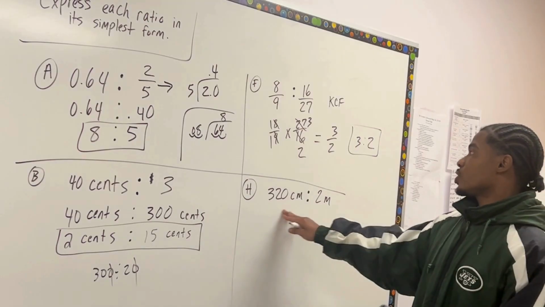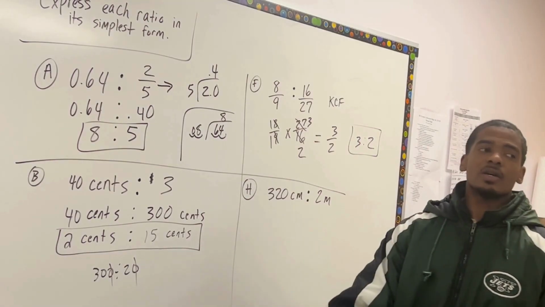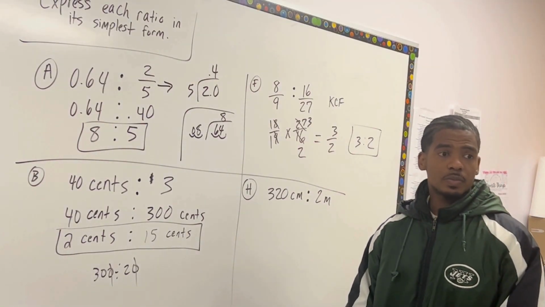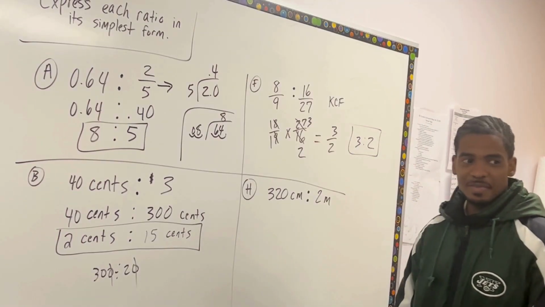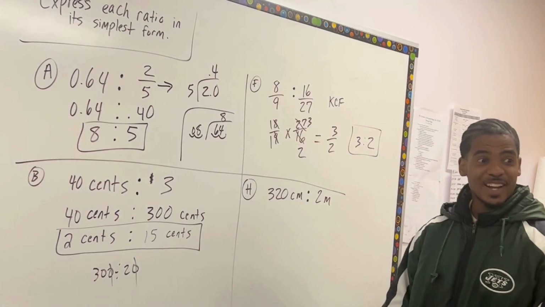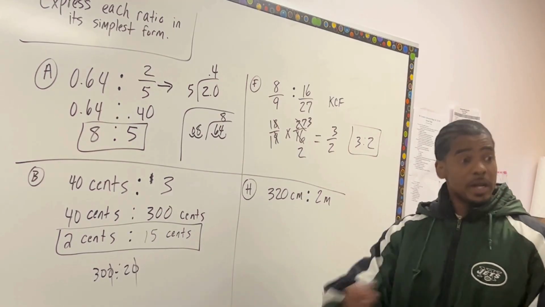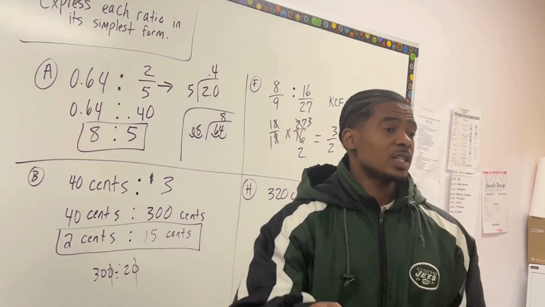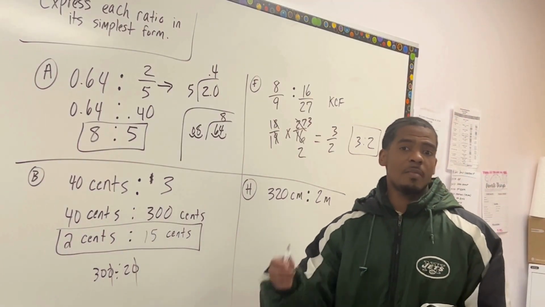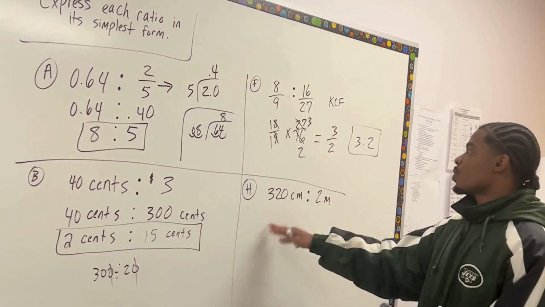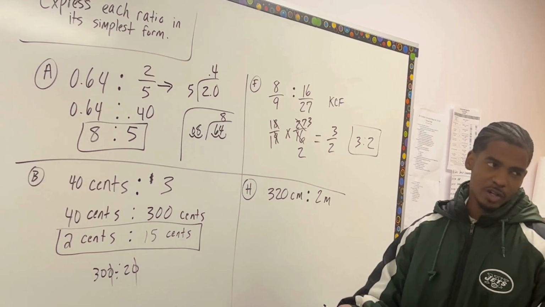Okay, so we've got 320 centimeters to 2 meters. What are y'all thinking to kind of start this one off? It's just practice, y'all. Good. Okay, so this is what Singapore does. It challenges you to use your fundamentals. So before you can even worry about the ratios, you have to do a conversion first.